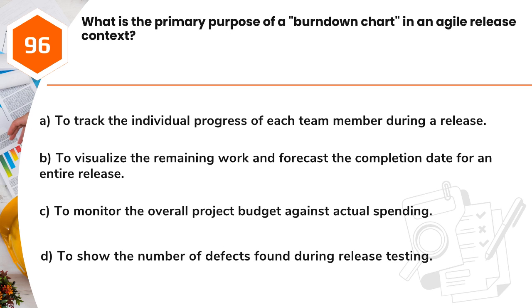Question 96. What is the primary purpose of a burn-down chart in an Agile release context? A. To track the individual progress of each team member during a release. B. To visualize the remaining work and forecast the completion date for an entire release. C. To monitor the overall project budget against actual spending. D. To show the number of defects found during release testing.